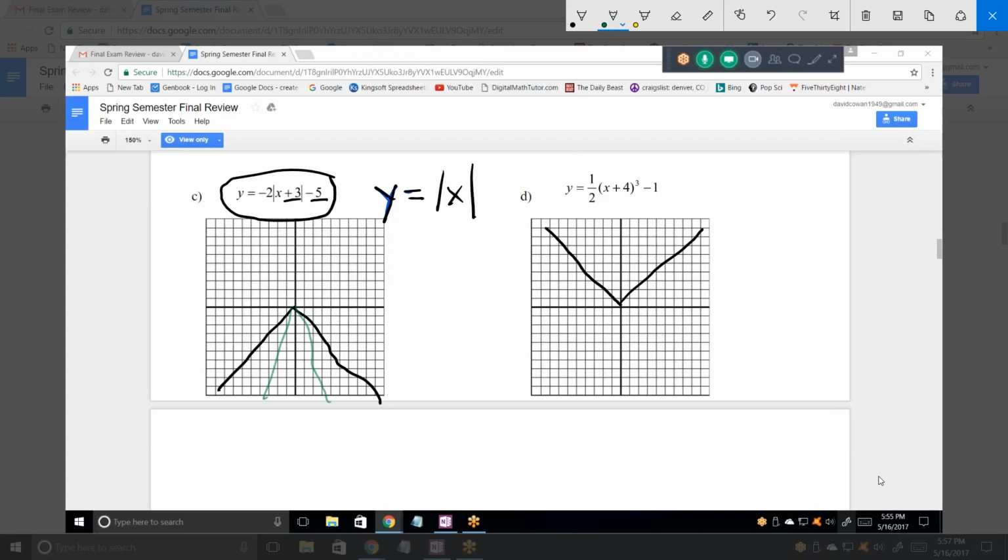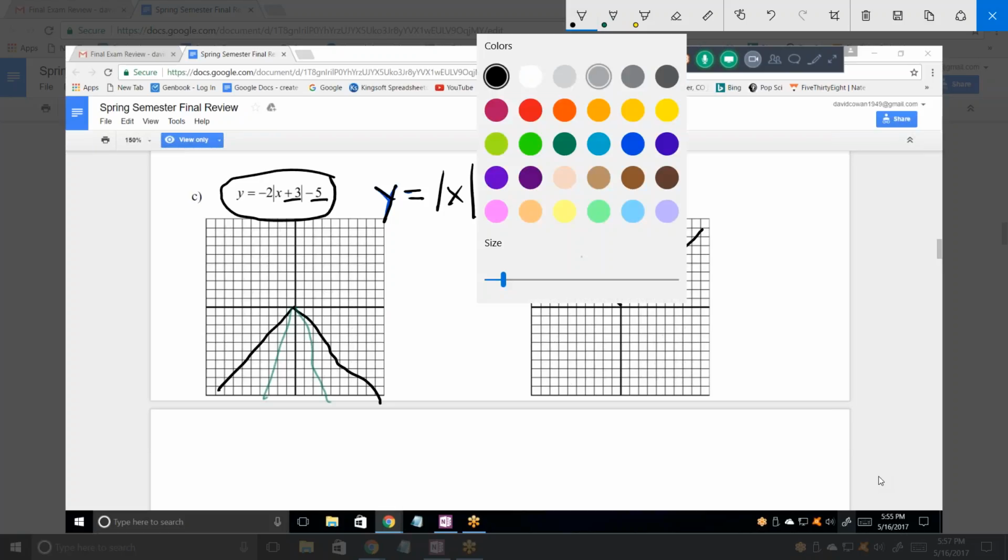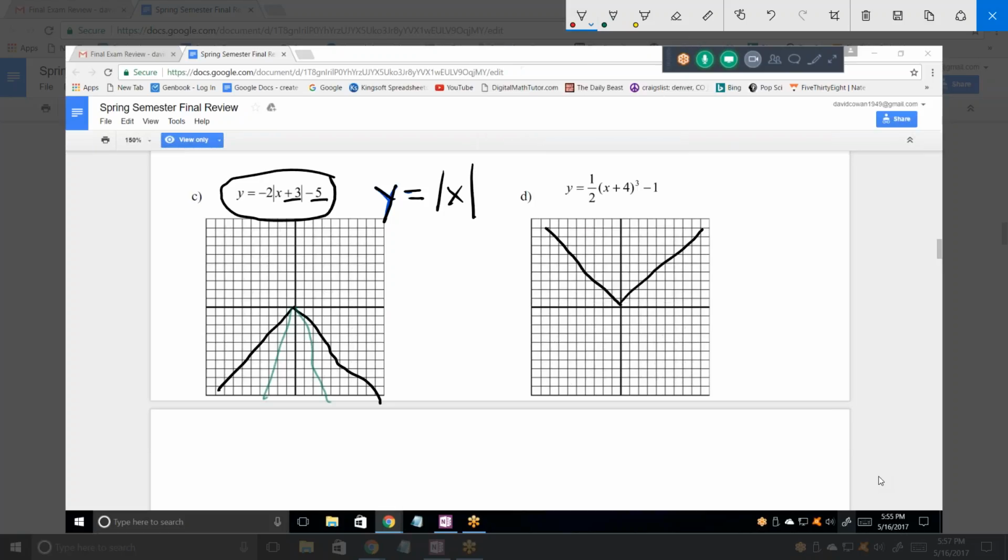Now, all I got to do is take my green and apply the two shifts, and I'm done. So I'll do these both at once. What are my transformations? What's the +3 do? Move it to the left 3. And the -5? Down 5. Okay, so if I take my vertex here, go left 3 and down 5, there's the new vertex, and it's got the same shape as the green curve.